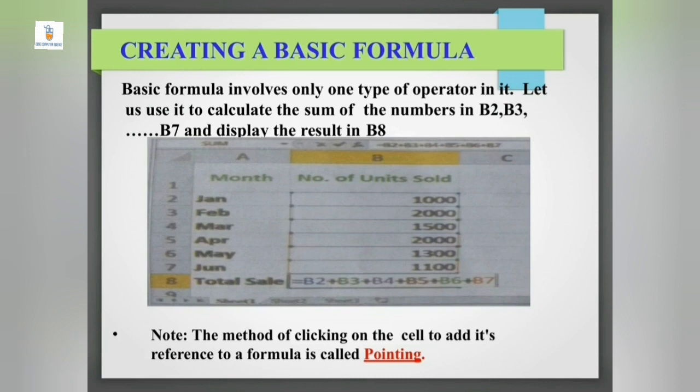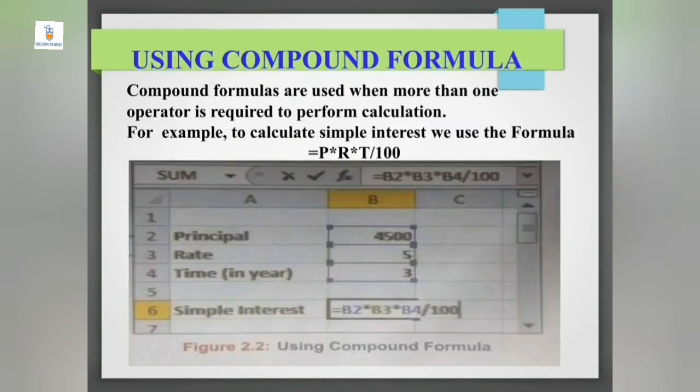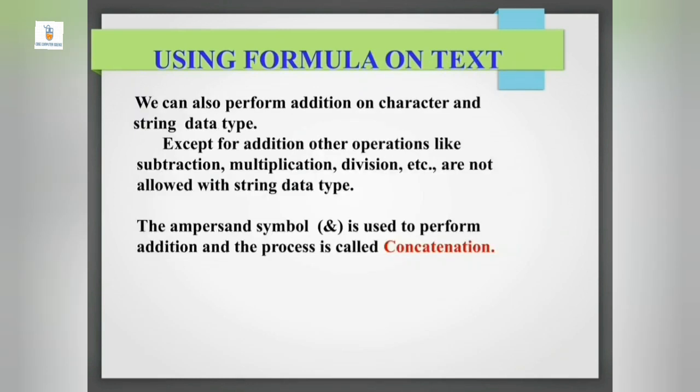We can also create complex formulas in Excel. Say for example, if I want to find simple interest of the given principal amount, rate of interest and time, then I will need a formula equal to P into R into T divided by 100. So such a formula is known as complex or compound formula. Compound formulas are used when more than one operator is required. So whenever we are using more than one operator, it is called a compound formula.